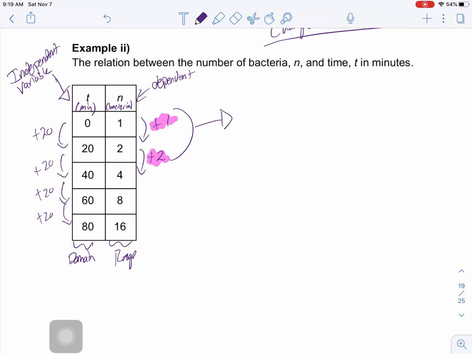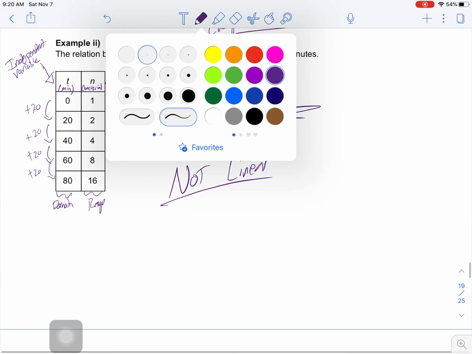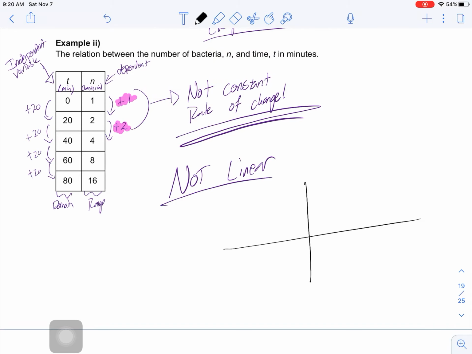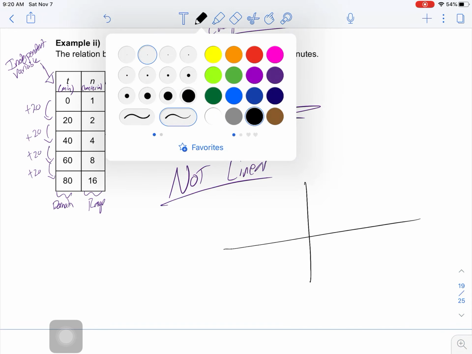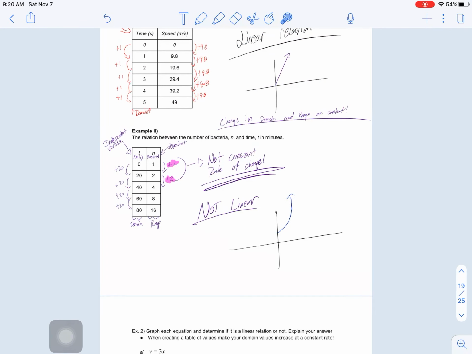So as soon as I see this, not constant rate of change, there's my issue. This is not linear. And just so you guys who are visual types, if you were to plot these points, it's going to look like this. Okay. You don't have to know how to get that, but just understand if you were to graph it, it would be a bent looking graph. It is not a straight graph.